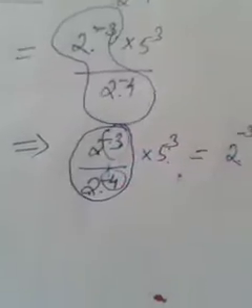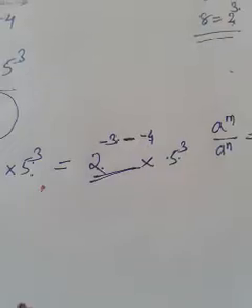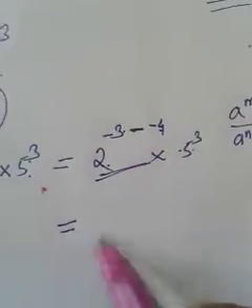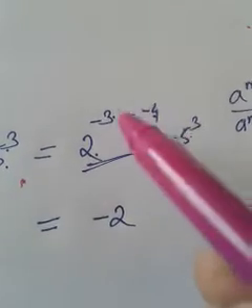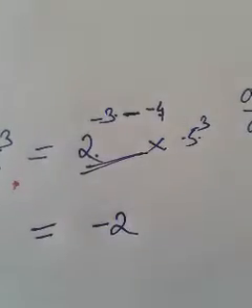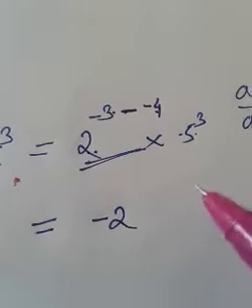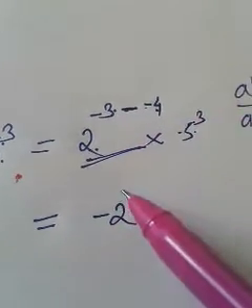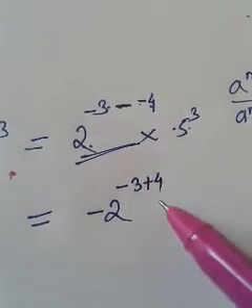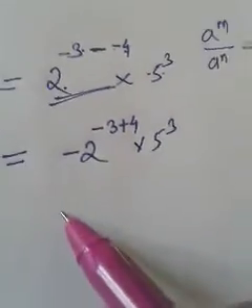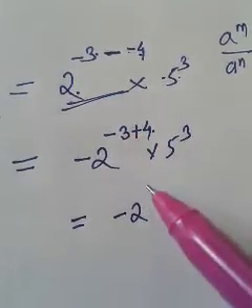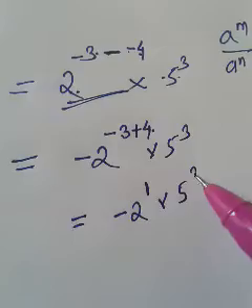So here in the first part, I used this rule. And the next 5 raised to 3 as it is. Is it clear? Okay. So it becomes minus 2 raised to, just see, it becomes minus 3, minus is plus, no? So it becomes minus 3 plus 4 into 5 raised to 3. Is it clear? So it becomes minus 2 raised to, what is minus 3 plus 4? 1 into 5 raised to 3.